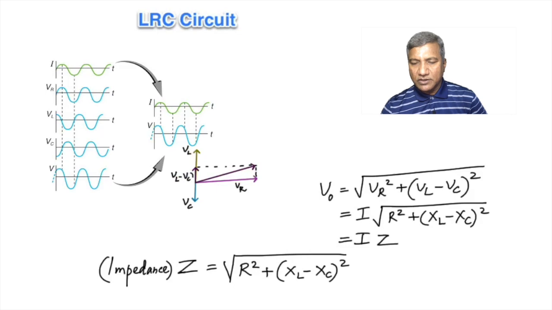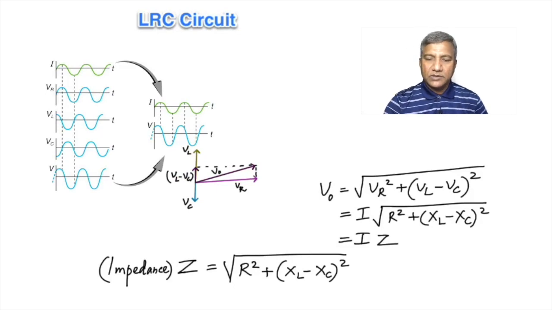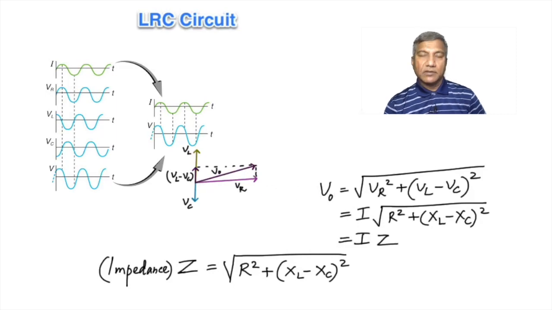And here I was trying to show the diagram whereby you get that formula. See, the voltage across the inductor is positive, voltage across the capacitor is negative. So first you take the resultant of the two, you get that vector, and then you have the voltage across the resistance in phase with the current, and then you find the resultant of these two vectors, and that would be the resultant, which is V naught, which is what we have written.